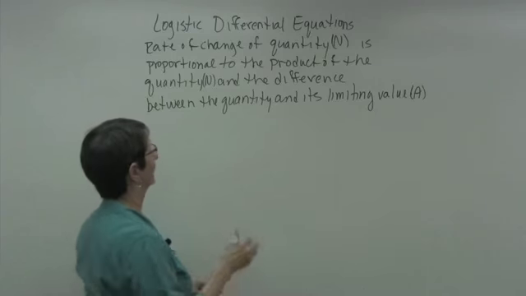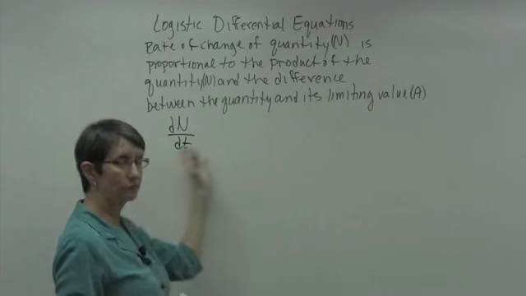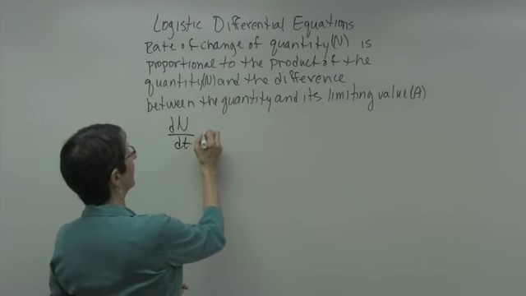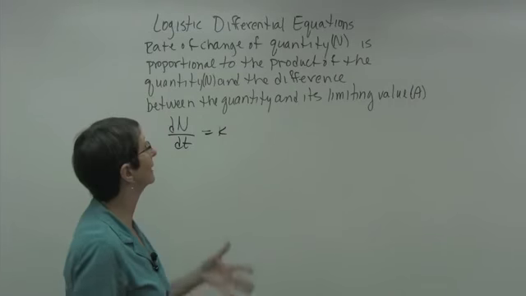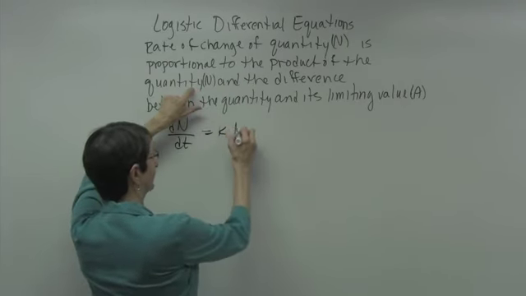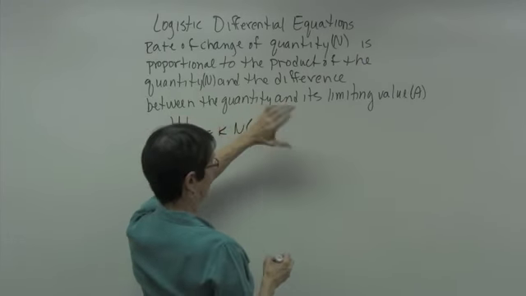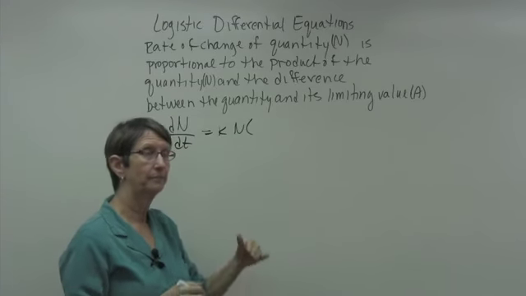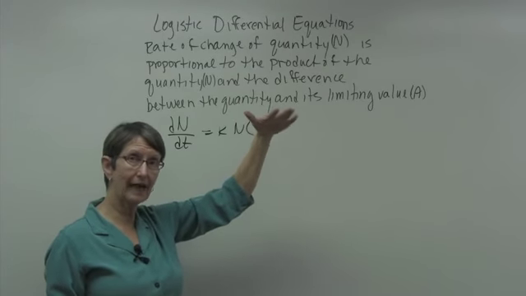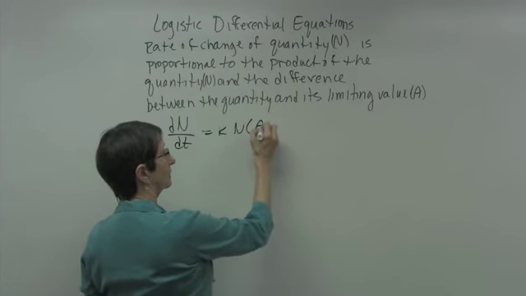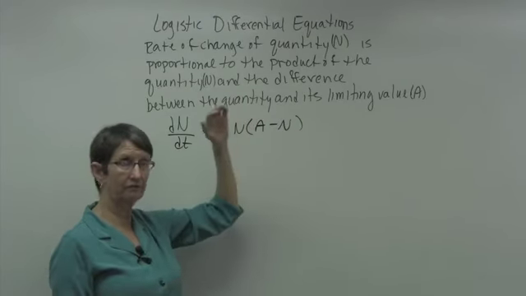Rate of change of quantity n: this is dn/dt, so it's with respect to t. Is proportional to means equals k. The product: we have things to multiply here. The product of the quantity n and the difference between the quantity n and its limiting value a. Think about it. It's a limiting value, so a is going to be the highest number. So the a comes first, and we subtract n. That's what our logistic equation does. It increases and levels off.